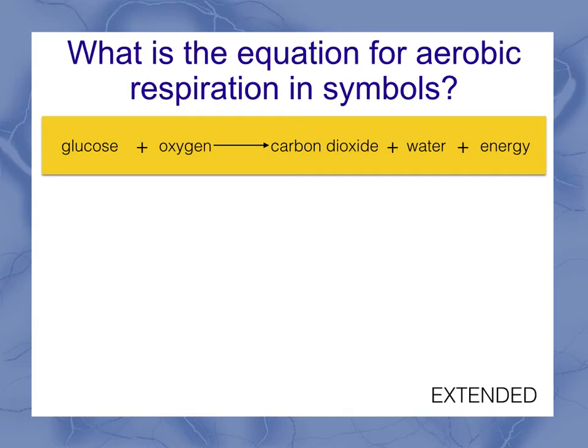Now, if you're doing extended, you need to know the equation in symbols. So it's a good idea to write down the words first and then add the symbols later. So glucose is C6H12O6 plus 6 oxygen forms 6 carbon dioxide plus 6 water plus energy. So again, notice how glucose is completely converted into carbon dioxide and water if oxygen is present.